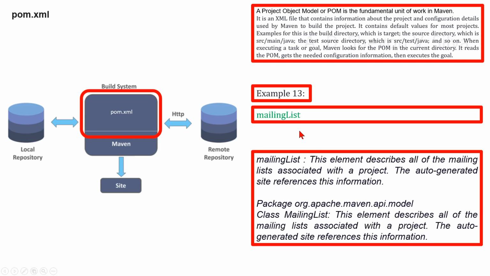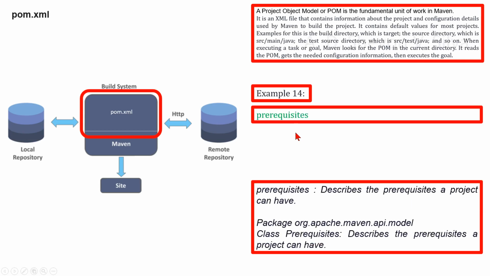Mailing list, this element describes all of the mailing lists associated with the project. The auto-generated site references this information. The class MailingList in package Maven.api.model. This element describes all of the mailing lists associated with the project. Auto-generated site references this information. Prerequisites, describes the prerequisites a project can have. Class Prerequisites in package Maven.api.model describes the prerequisites a project can have.